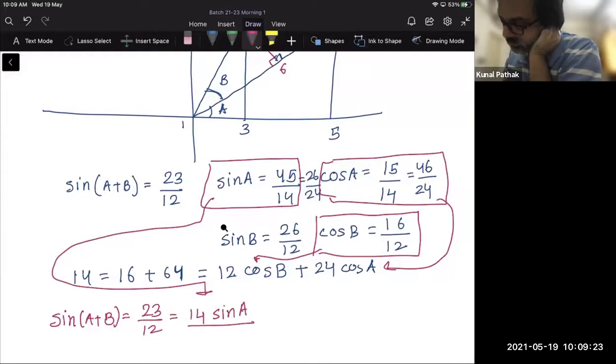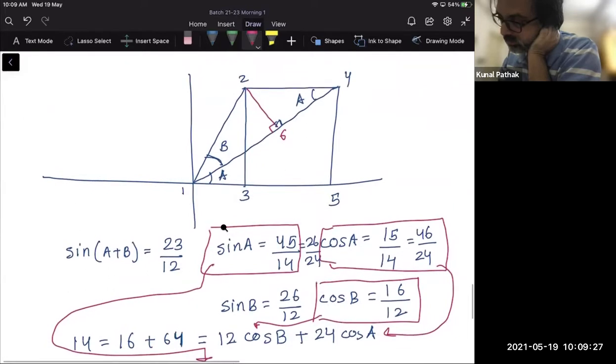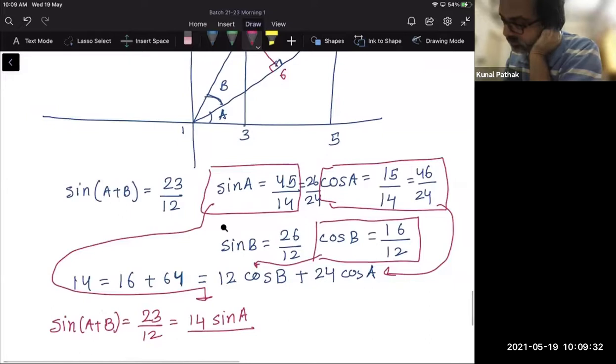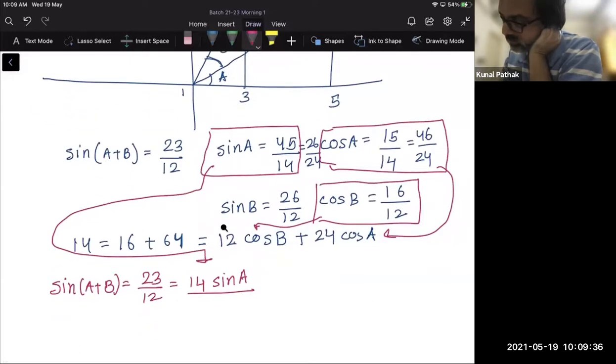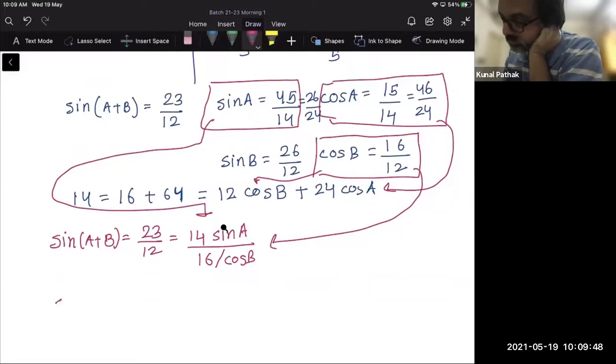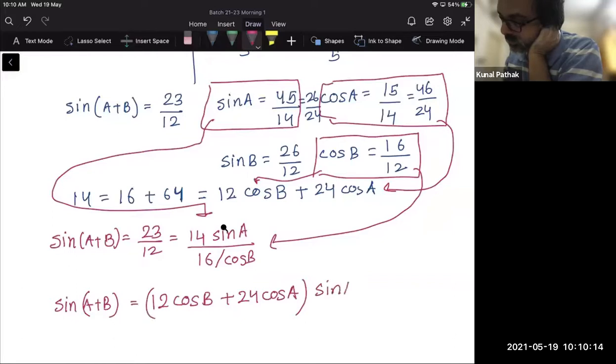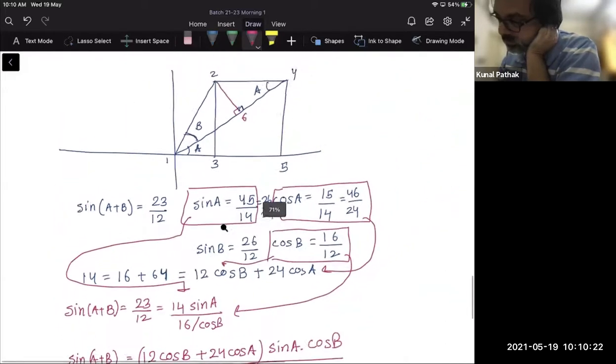Right? So for one, two, what can I do? I can take one, six, which I have already figured out. So I can take one, two to be sixteen divided by cosine B. One, six, sorry, not sixteen. So I get sine A plus B is equal to one, four. Okay, so one, four is equal to one, two cosine B plus two, four cosine A multiplied by sine A multiplied by cosine B, whole divided by one, six. Right? Now let's look at what is the relationship between one, six.